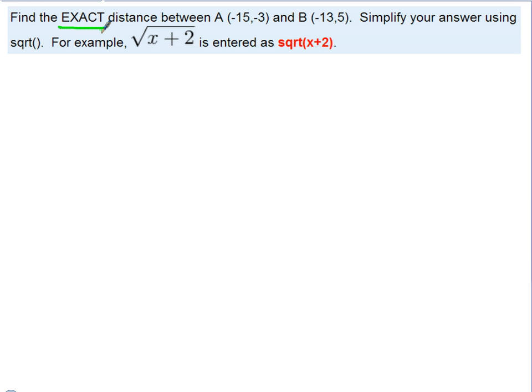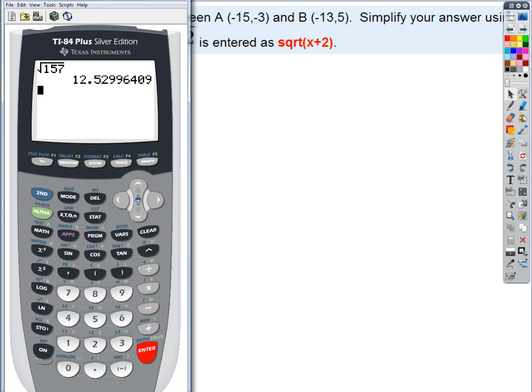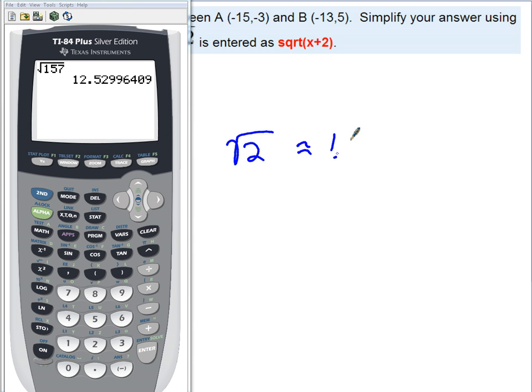An exact answer either has to be a decimal that terminates, that stops, or it has to be written in a different way. In this case, we're just going to leave it as a square root of something. Because, for example, let's compare these numbers: the square root of 2 and 1.414. This is roughly equal to the square root of 2, but it's not exact, right? Because I've rounded. This is, however, exactly equal to the square root of 2.